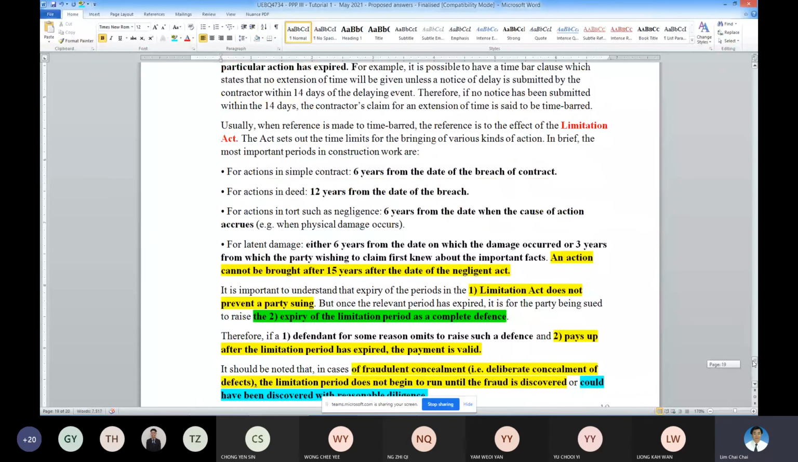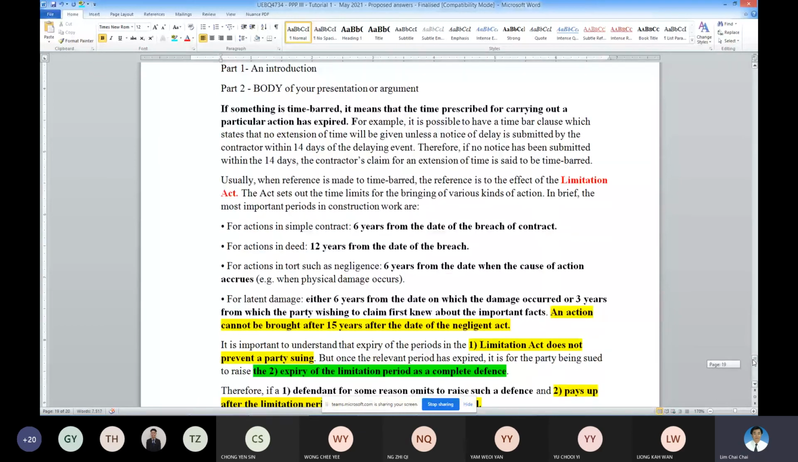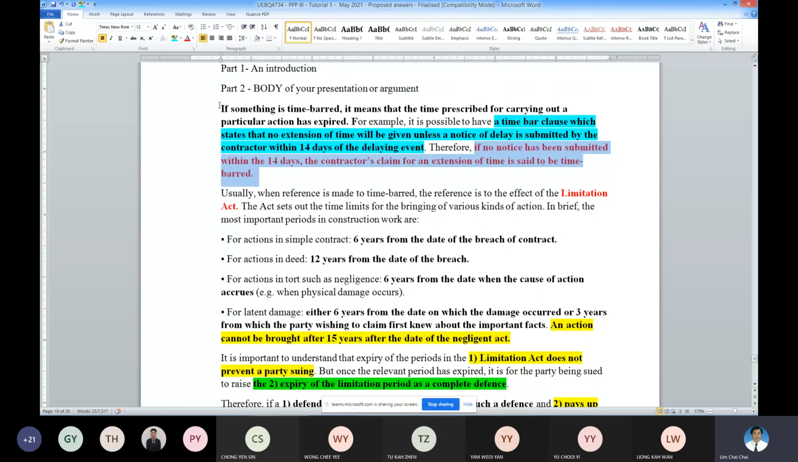Contractual usually works like this. For example, under the contract, the time bar says no extension of time will be given unless notice is submitted by the contractor within 14 days. This is the contractual under your PAM, and we will go back to this one. If you didn't submit within the 14 days, then your rights are gone. If no notice has been submitted, the contractor's right for extension of time is time barred. So this is your contractual. This is your situation one.